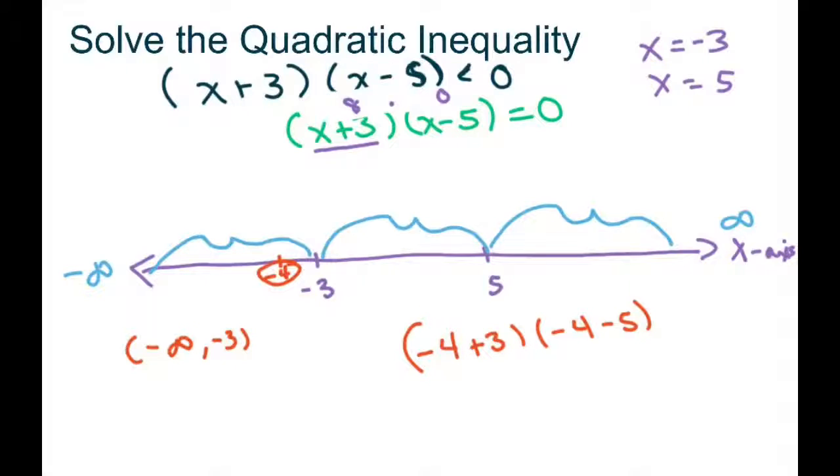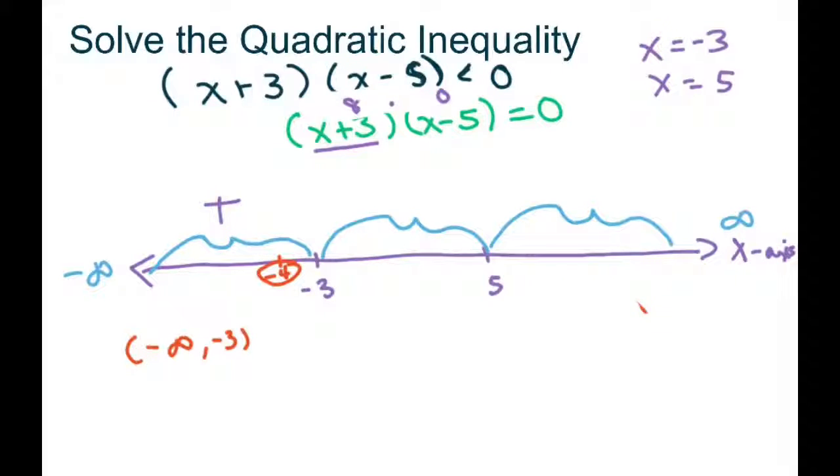I don't really multiply this out. I just know this is negative, and I know this is negative. Two negatives make a positive. So I'm going to put this as positive, which would mean not true. Now, let's pick a number between negative 3 and 5. We can't choose negative 3 and 5 or we'll just get 0. So we have to do something in between.